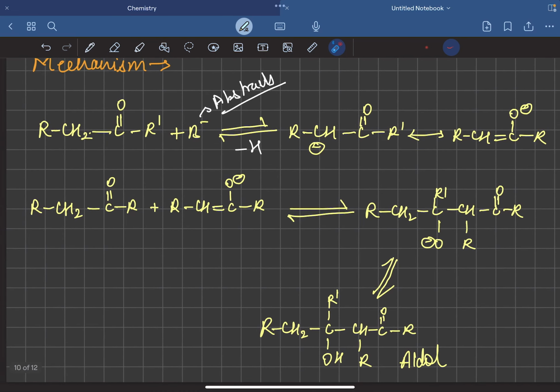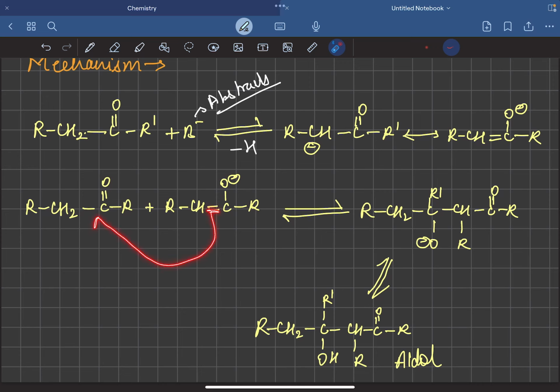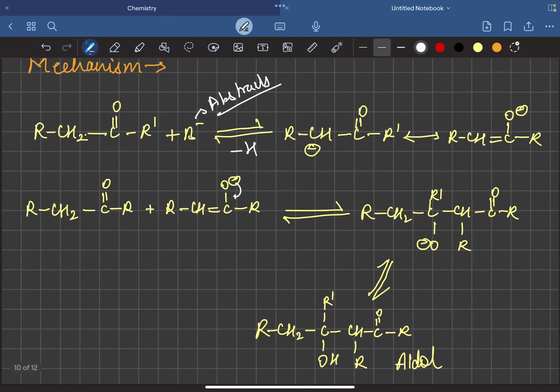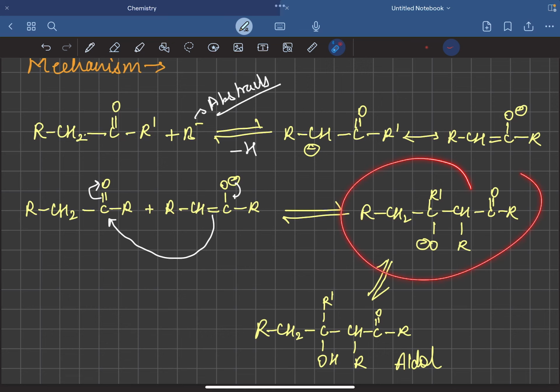Then one more molecule, the other molecule that we had, will come into action. The pi bond will go and attack on this carbon. The negative charge comes here and it attaches to this carbon. Again this will be in resonance with the oxygen. After resonance, the bond formation will be just like this.